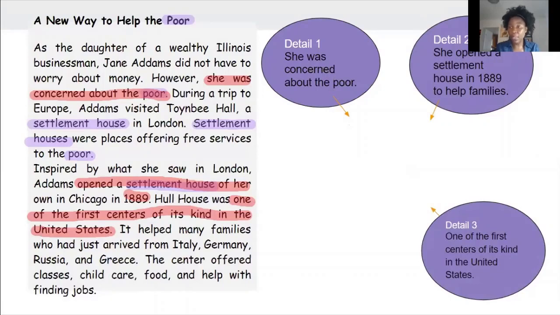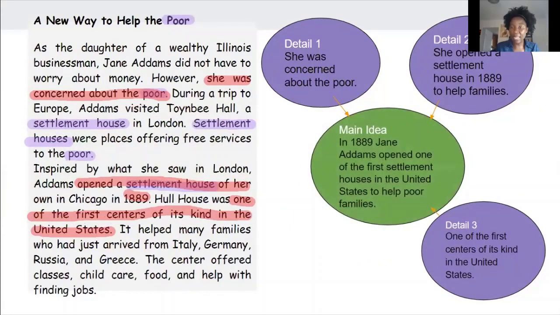When I summarize all these details, my main idea: in 1889, Jane Addams opened one of the first settlement houses in the United States to help poor families. Boys and girls, it is very important for you to pay attention to the details that you are identifying, because all the details, when you summarize them, when you put them together, should help you to determine what the main idea is, and the main idea should connect to the title.